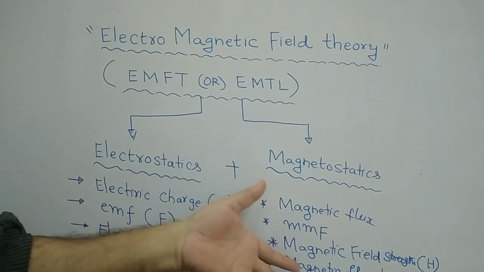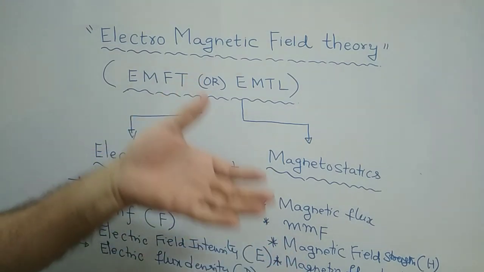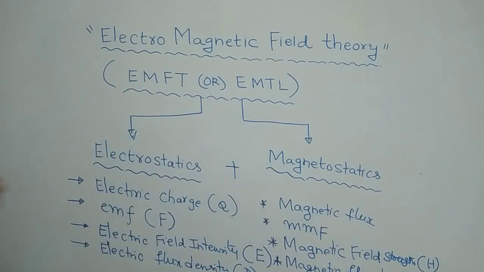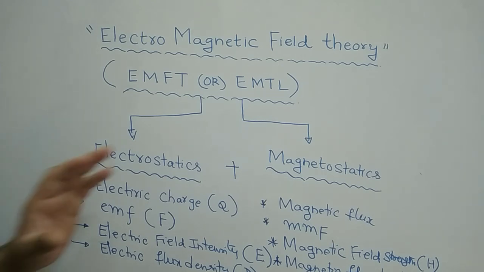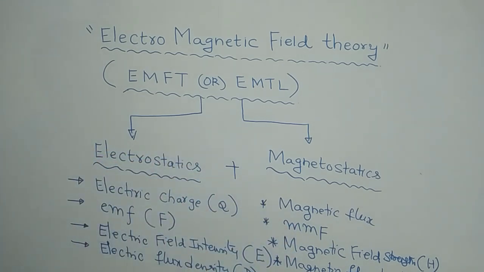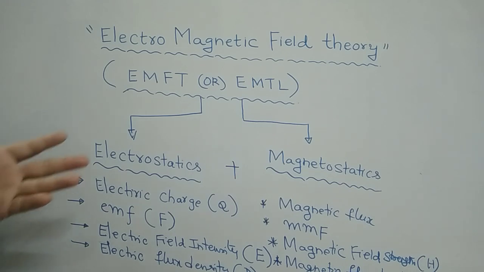These are the basic important parameters we normally come across under magnetostatics, and those are the electric parameters. So we must be familiar with these parameters, so that you can very easily understand the concepts of electromagnetic field theory, right?